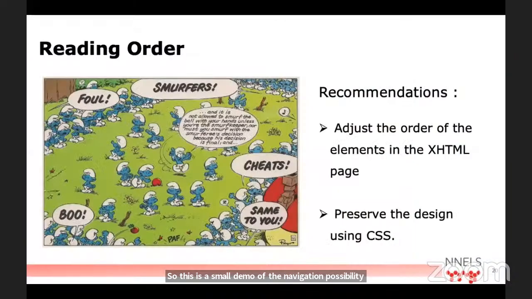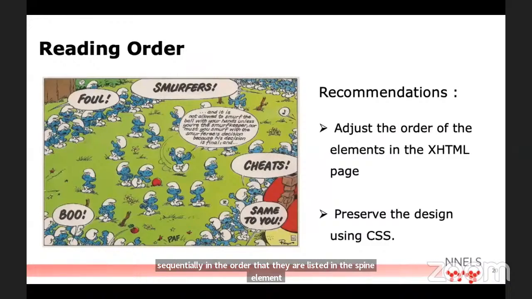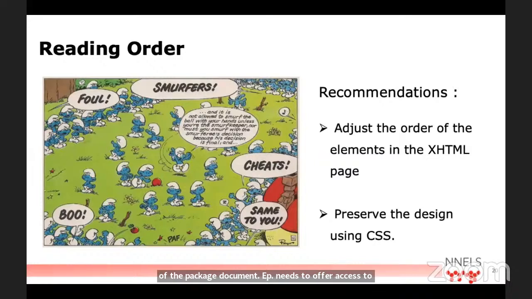Now let's talk about reading order. Each page of a fixed layout EPUB is an individual XHTML page, and pages are presented sequentially in the order that they are listed in the spine element of the package document. An EPUB needs to offer access to the content in some specific order. Well, this is quite obvious. You wouldn't want an EPUB that starts with the conclusion and finishes with the introduction.